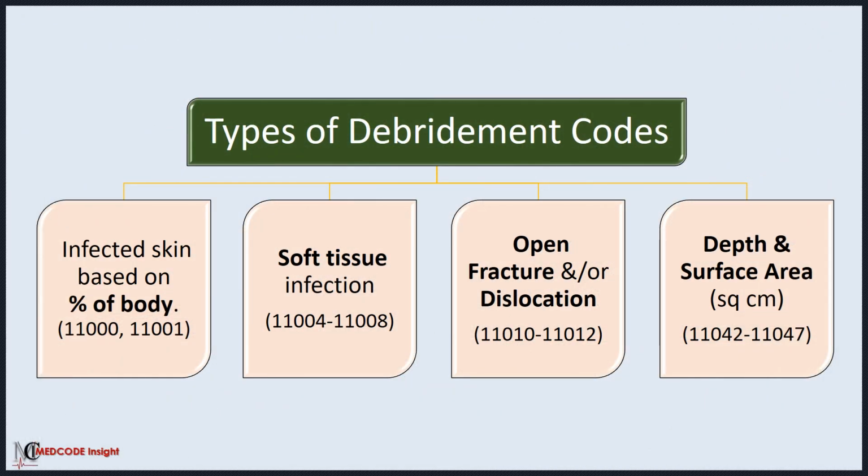In the CPT coding system, there are four types of debridement codes. First one is for the infected skin debridement based on the percentage of the body surface affected. Second is soft tissue infection debridement specific to the soft tissue infection. The third debridement is for the open fracture and or dislocation. This code pertains to the removal of foreign material at the site of an open fracture and or open dislocation. The fourth debridement is based on depth and surface area. It is measured in square centimeter.